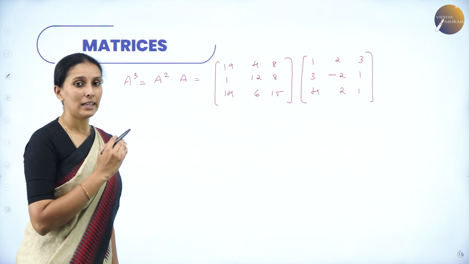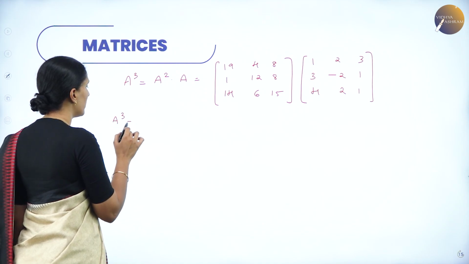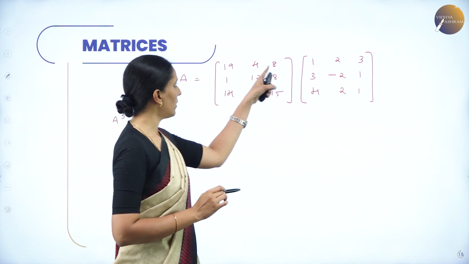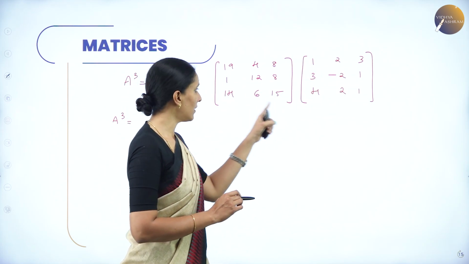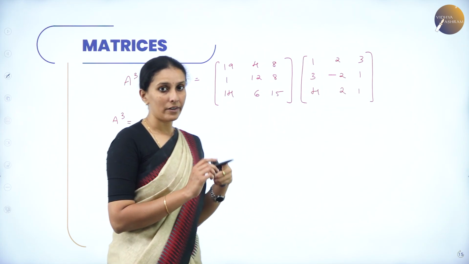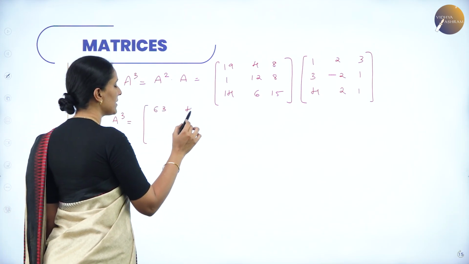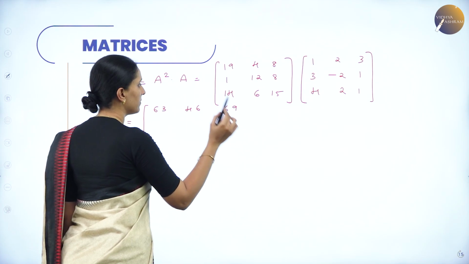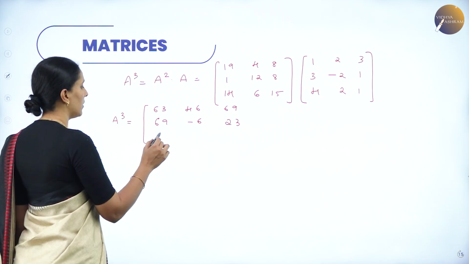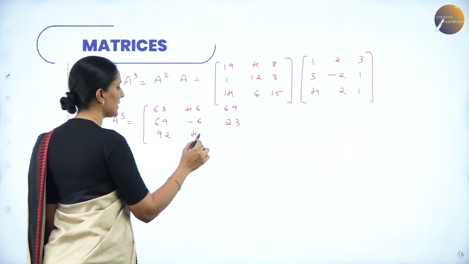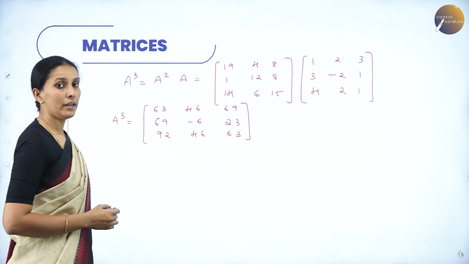So using the product of matrices, A cube, again multiplying the first row with all the 3 columns, second row with all the 3 columns, and third row with all the 3 columns, and the resultant matrix will be 63, 46, 69, 69 minus 6, 23, 92, 46, 63. So this is our A cube.